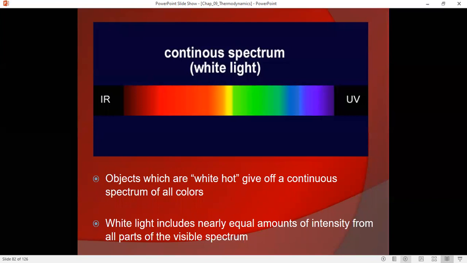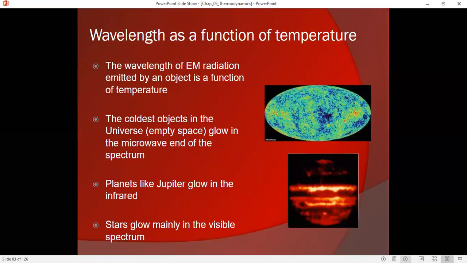Now, when objects are hot enough, they glow white hot because instead of just giving off longer wavelengths of light, like you might see down here, the radiation is shifted from the infrared to the visible part of the spectrum. And things like our sun are so hot that they actually peak in the visible part of the spectrum around yellow. So again, the wavelength of thermal radiation that's given off is a function of what the temperature is.